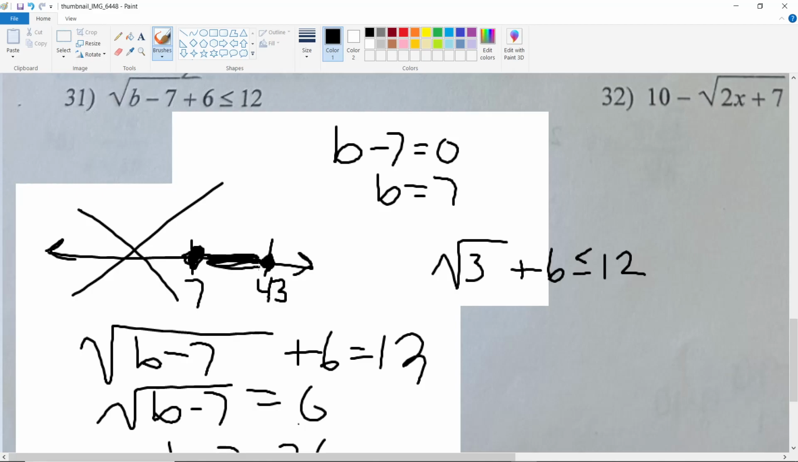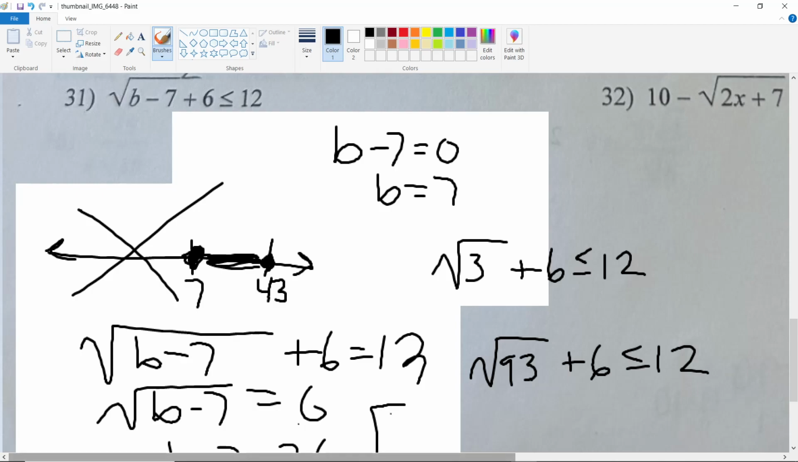Just to be complete, I'll check a value beyond 43. Let me try 100. 100 minus 7 is 93. Square root of 93 plus 6, is that less than or equal to 12? Well, 9 times 9 is 81, so the square root of 93 is bigger than 9. 9 plus 6 is 15. Something bigger than 9 plus 6 is greater than 15, and that is not less than or equal to 12. So anything bigger than 43 is out.